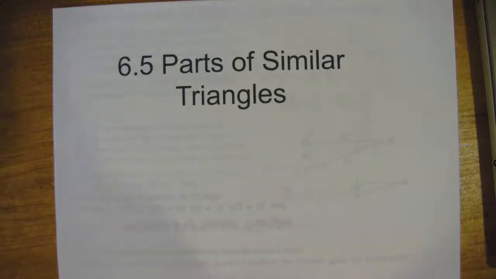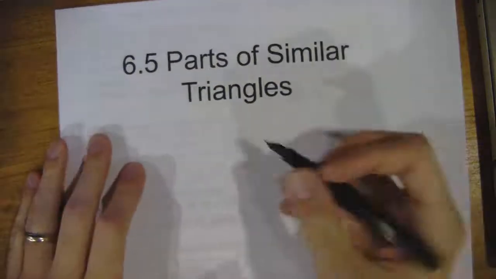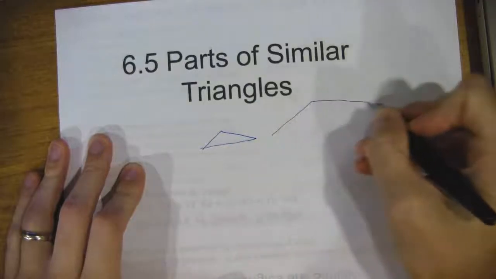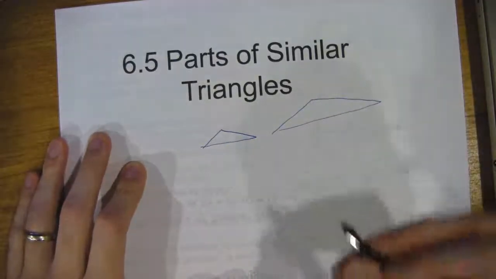All right, guys and gals, we're going to wrap up chapter 6 today by looking at section 5. We're going to look at parts of similar triangles. So what we mean by that is we've been dealing with similar triangles. So let's draw one out here real quick. That's a horrible drawing, but we'll go with it.